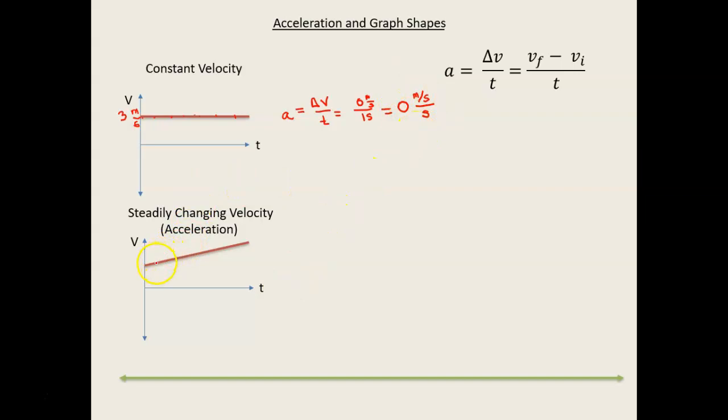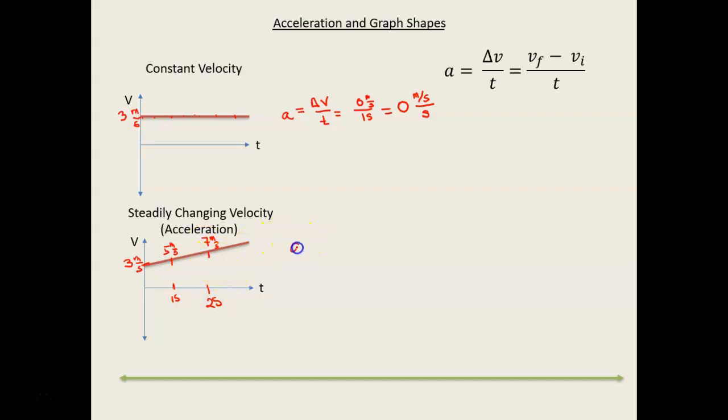When we're moving at a steadily changing velocity, let's say we're getting faster and faster and faster, we start out at, let's say, 3 meters per second. And let's say a second later, we're going 5 meters per second. Let's say at 1 second of time, we were going now 5 meters per second. And at 2 seconds of time, we're now going at 7 meters per second, right? So we're getting faster and faster and faster with time.